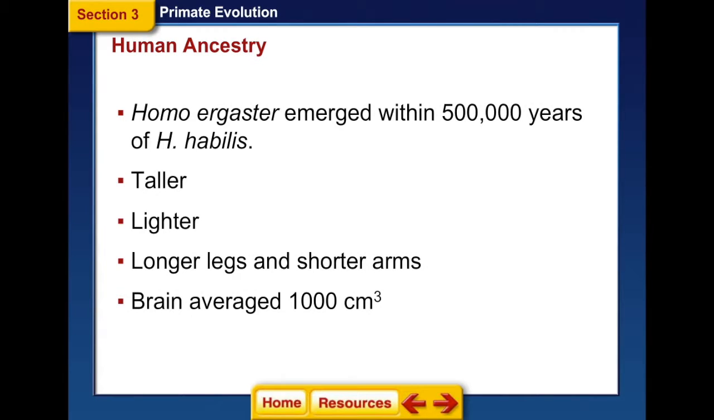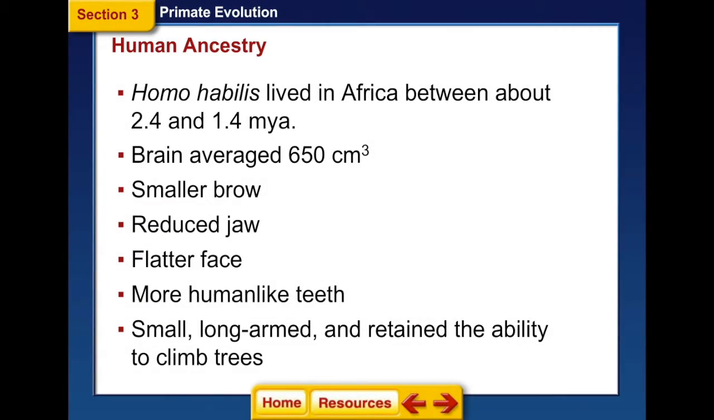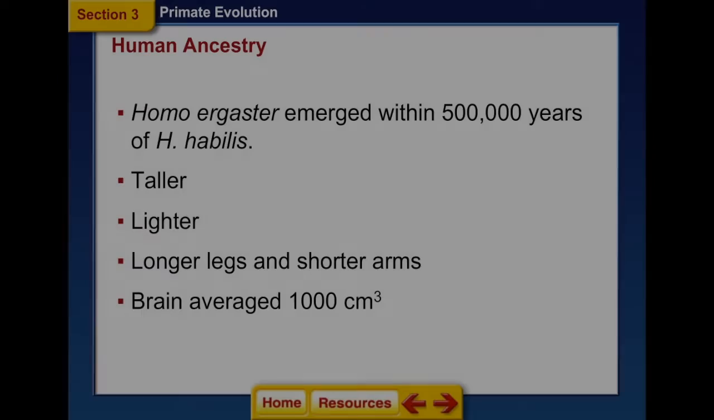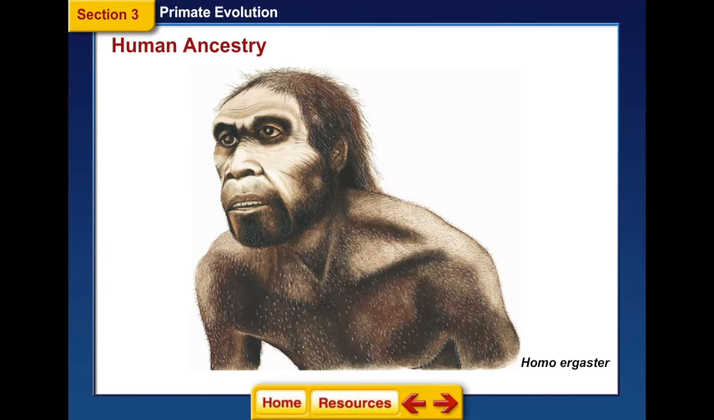Now, Homo ergaster emerged within 500,000 years of Homo habilis. These were taller than Homo habilis. These were also lighter, had longer legs and shorter arms. Again, more similar to us. And their brain was larger, averaging about 1,000 cubic centimeters. Again, this is compared to the 650 cubic centimeters of Homo habilis in terms of the size of their brains. And here's a picture of Homo ergaster, which, if you notice, looks a lot more like us than Homo habilis did.